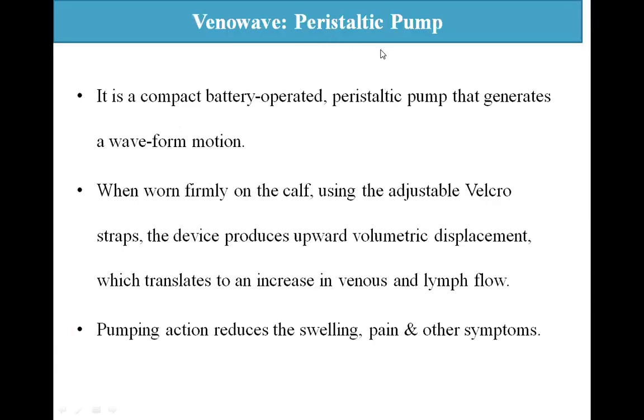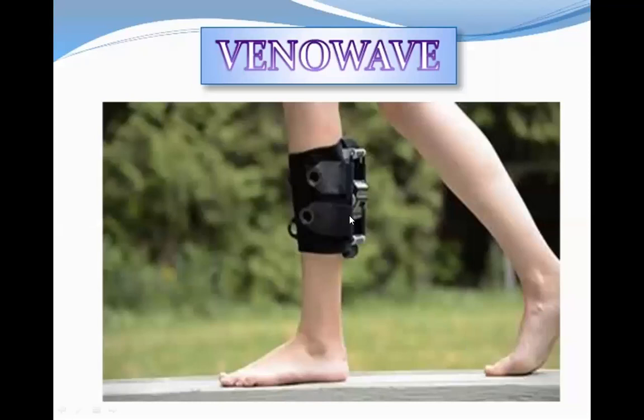Venous wave. It is a compact battery operated peristaltic pump that generates a wave-form motion. When it is worn firmly on the calf using the adjustable Velcro straps, the device produces upward volumetric displacement, which translates to an increase in the venous and lymph flow. Pumping action reduces the swelling, pain, and other symptoms. So here is the Venous wave, which is given for the patient of the varicose vein.